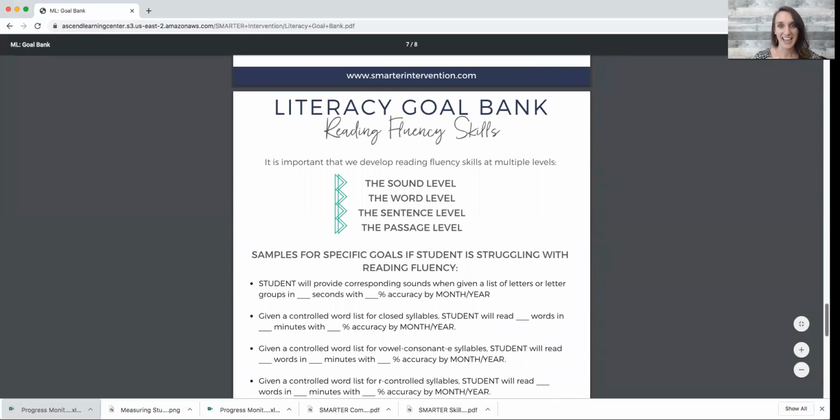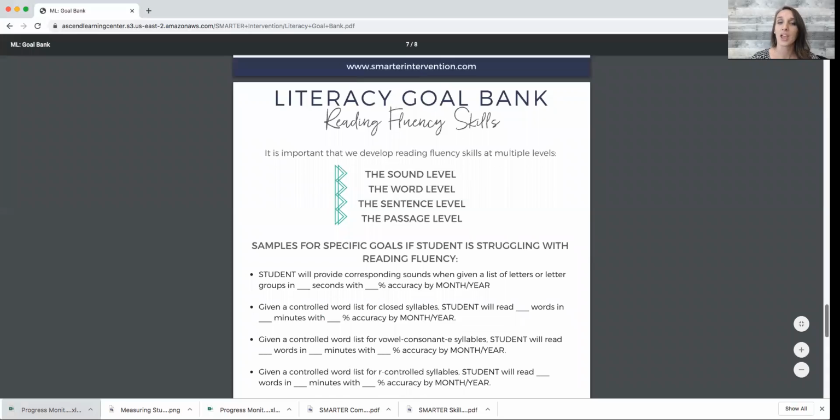Now, I'm going to say that is true in the case that we're actually providing explicit instruction. Sometimes you may have students who have strong visual memory, and so they spell well even though they can't decode. Let's keep in mind that we need to make sure that we're providing explicit instruction in those areas.